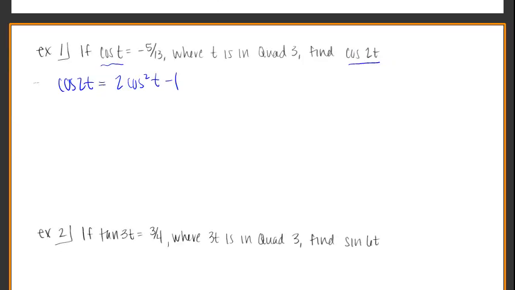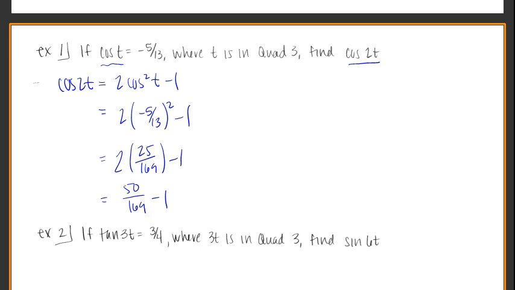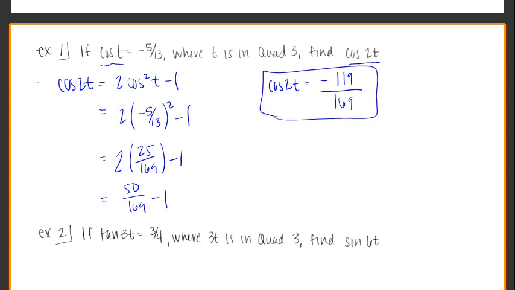Alright, so let's come down here and actually work the problem. Cosine of 2t is 2 times cosine of t, which is negative 5/13 squared, minus 1. So it's 2 times 25 over 169 minus 1, or 50 over 169 minus 1. Finishing this up, cosine of 2t is 50 minus 169, so negative 119 over 169. And there's my answer for what cosine of 2t equals. Okay?